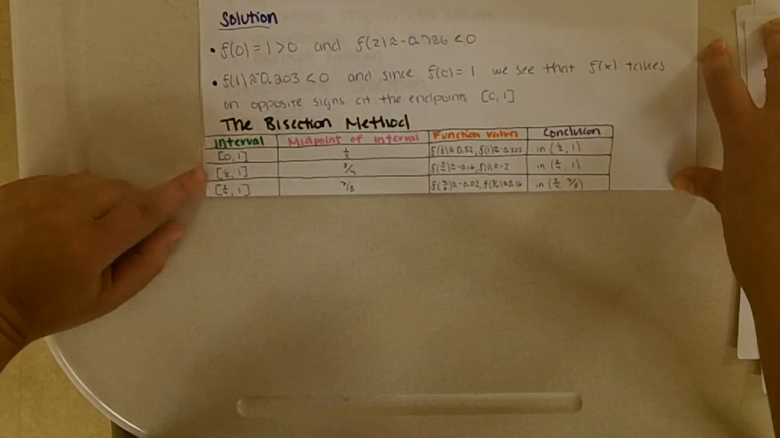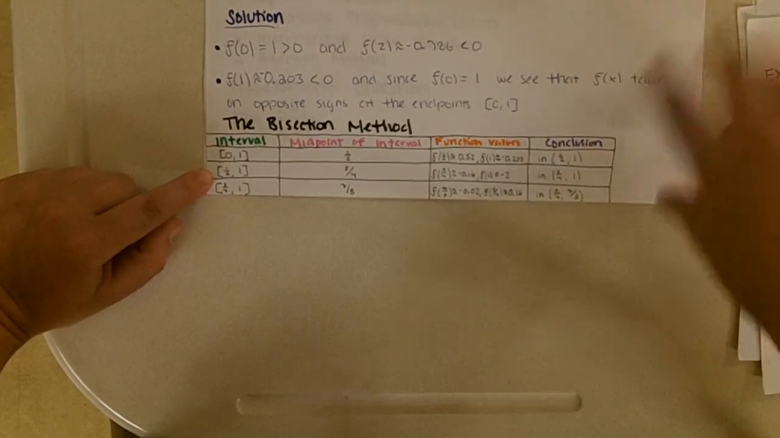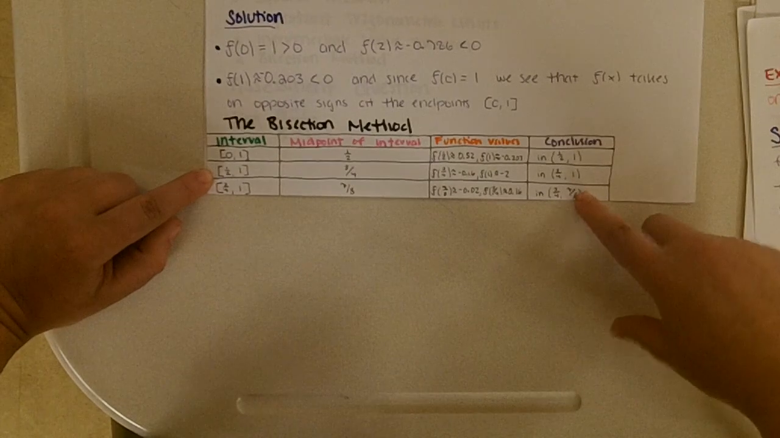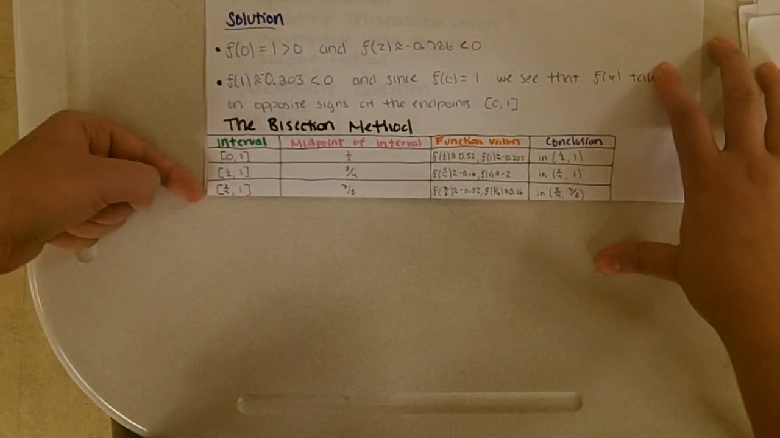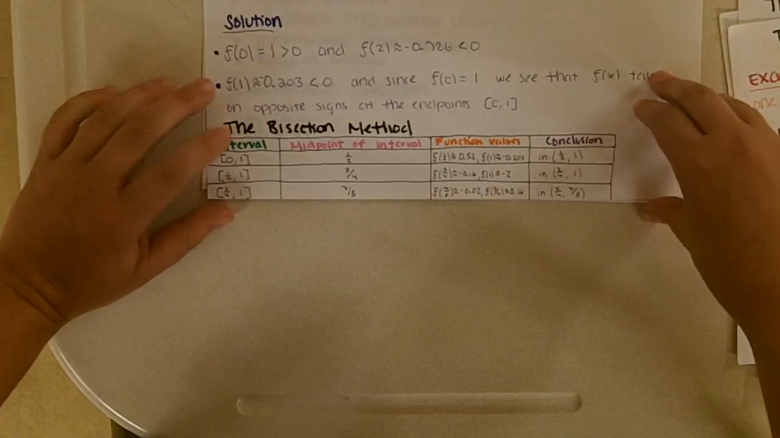And we can continue calculating this until we know that it is between the interval 3/4 to 7/8 by using this chart and calculating f of x at a midpoint of an interval.